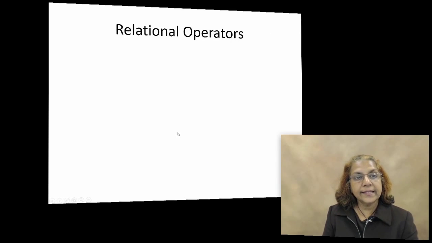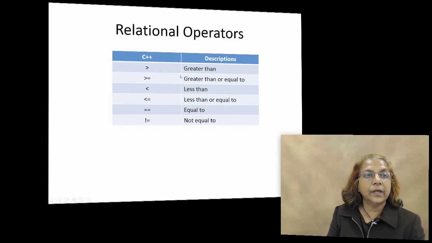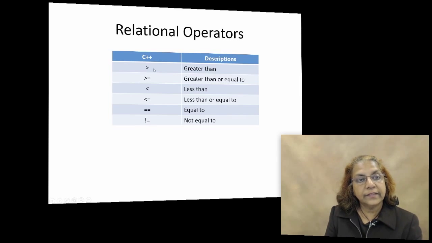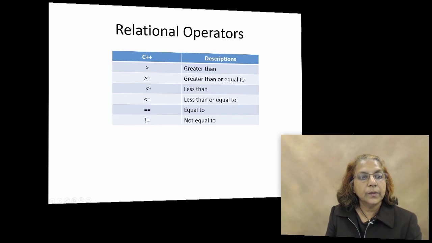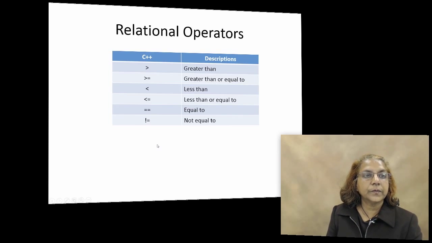Now, to phrase the condition, you need to have the knowledge of relational operators. We have these 6 relational operators in C++. We have greater than, less than, greater than or equal to, less than or equal to, equal, and not equal to.